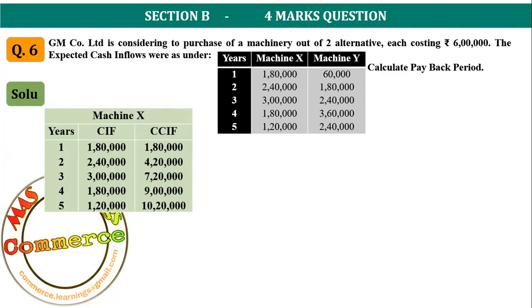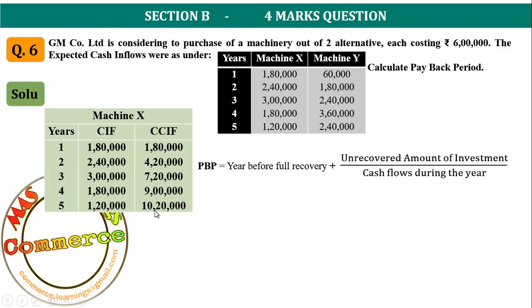Let's see. First, because they have given cash inflow, what we have to do is calculate cumulative cash inflow. 80,000, 80,000 plus 2 lakh 40, 4 lakh 20, 4 lakh 20 plus 3 lakh, 7 lakh 20, plus 3 lakh, 10 lakh 20. Now apply the formula. Payback period formula: year before full recovery plus unrecovered amount divided by cash flow during the year.